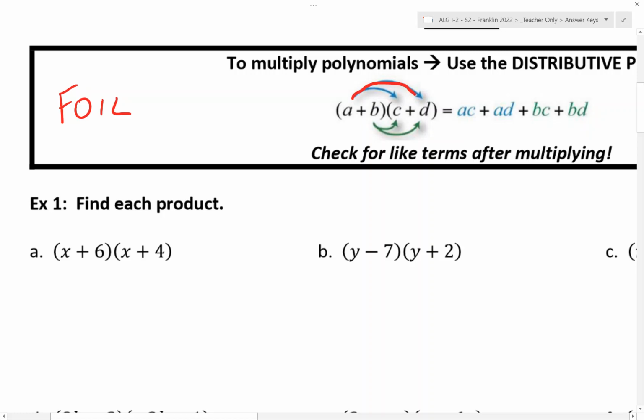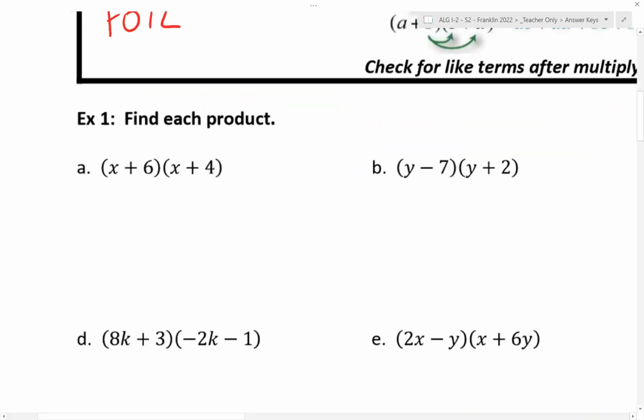That would be first, multiply the first two terms, the outer terms, the inner terms, and the last terms. But FOIL only works for binomials, and if you just remember the distributive property, this will work for any polynomial multiplied by any other polynomial. So let's try it here.